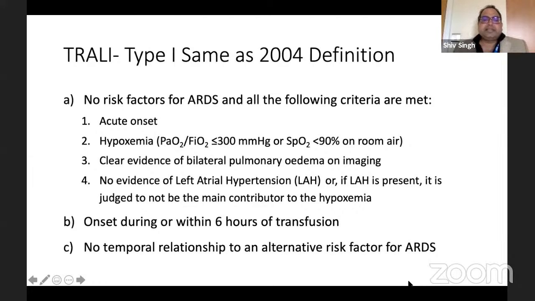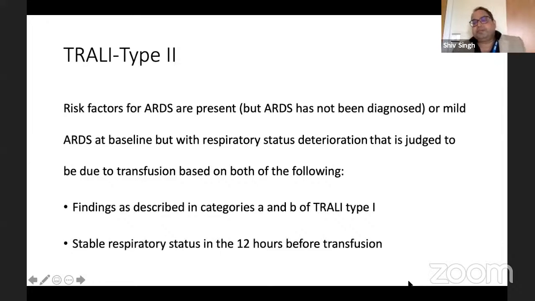And the third thing is there's no temporal relationship to alternative risk factors for ARDS, which were ruled out in the 2004 definition. And if one of the risk factors was actually present, then it used to become possible TRALI. But in the new definition, there's no possible TRALI. It's now called type 2 TRALI, and risk factors for ARDS are present in type 2. So instead of possible TRALI, now it is called type 2.